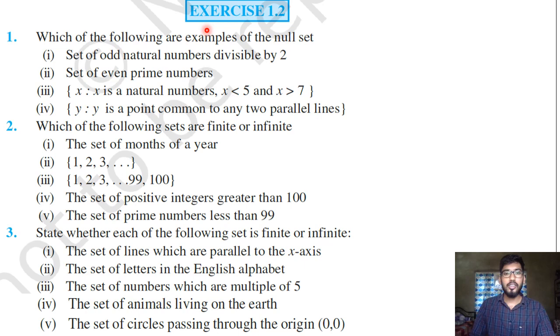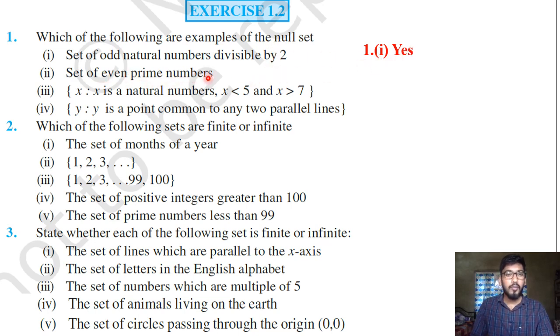Now we will discuss exercise 1.2. Which of the following are examples of null set? Set of odd natural numbers divisible by 2. So odd natural number, we cannot divide by 2. So we cannot find any such number. That's why this is empty set. Here I have written yes, it will be a null set.